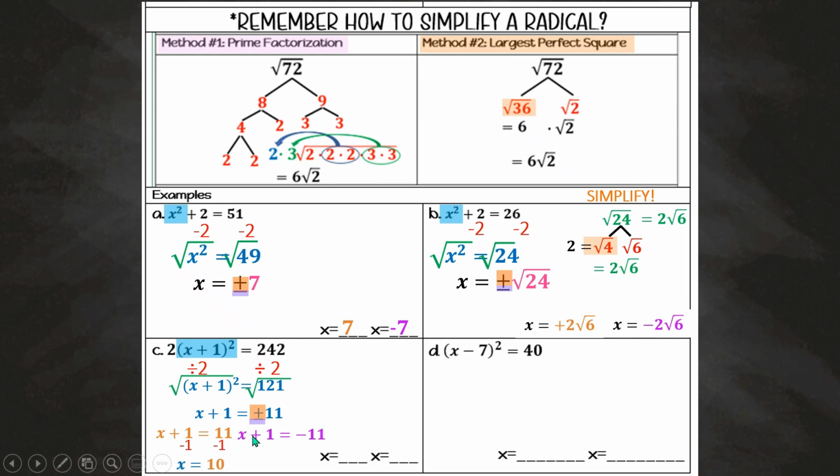And then we're going to do x plus 1 is equal to negative 11, subtract 1 from both sides, and we get x is equal to a negative 12. I don't know what happened to that last step, but it is x is equal to negative 12.